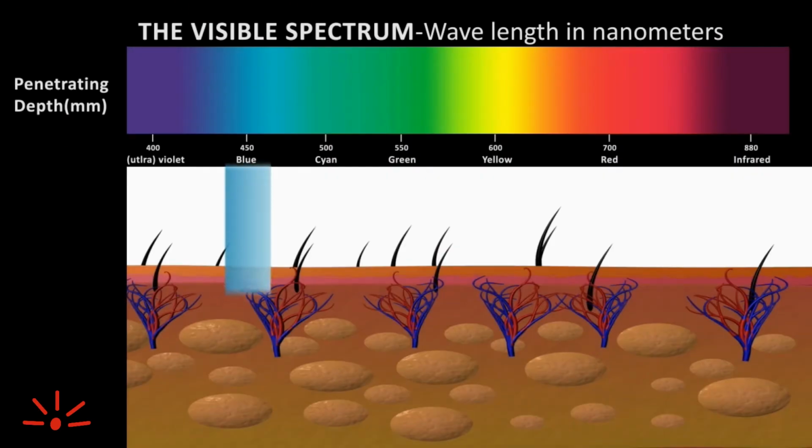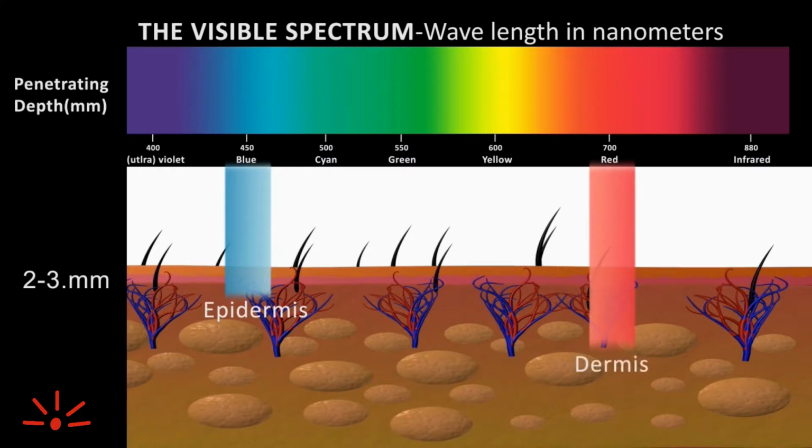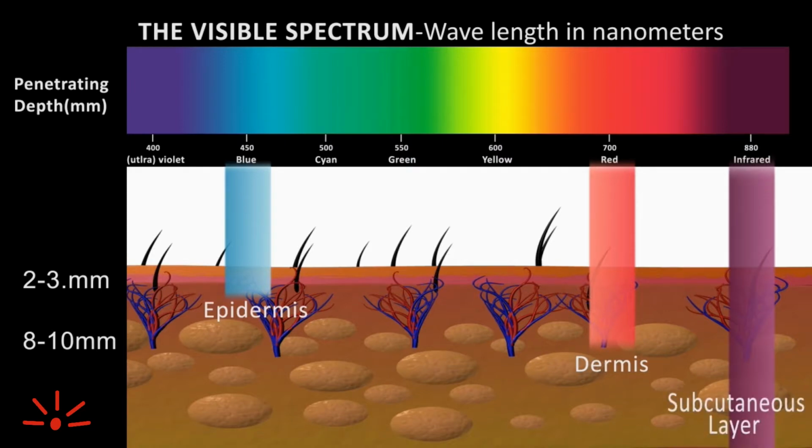Light near the blue end of the spectrum penetrates about 2 to 3 millimeters. Light at the red end of the spectrum penetrates about 8 to 10 millimeters. And near-infrared light penetrates about 20 to 100 millimeters.